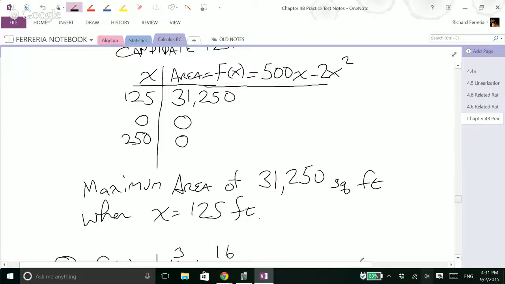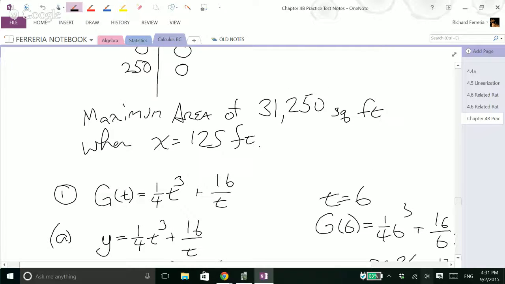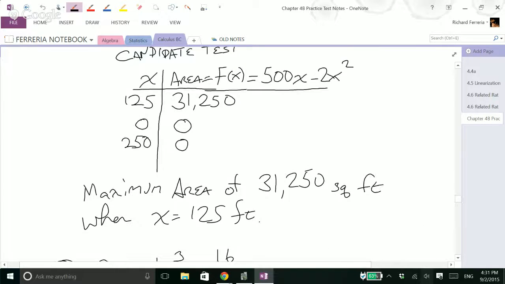Lastly, to describe the dimensions of the pen that will give you the maximum area. Well, when x equals 125, then y is going to be, I forgot, 250. Are you plugging that into the original equation? Yeah, that's what I just said.